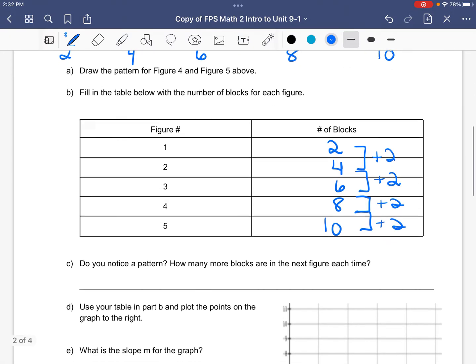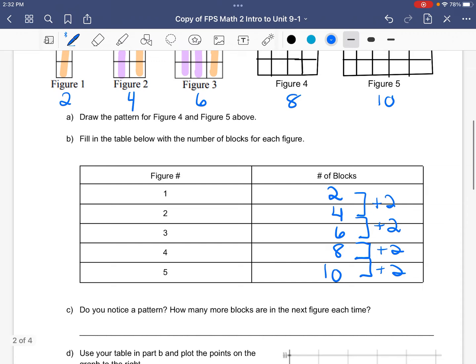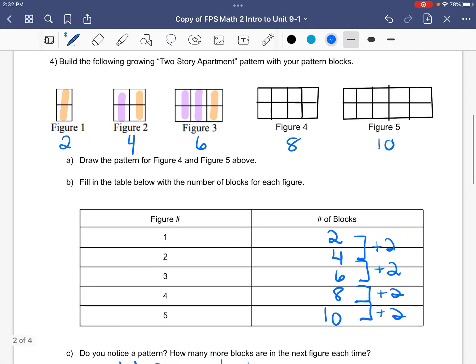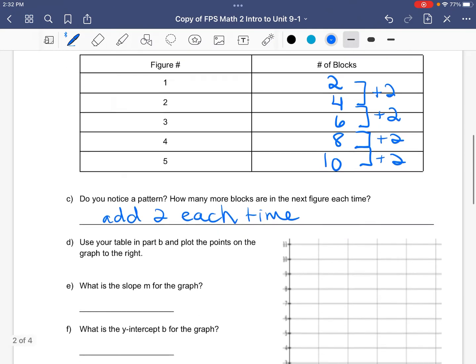How many more blocks are in the next figure each time? Well, maybe you kind of saw that as we were going through it, that really we were adding 2 each time, right? And sometimes it's more noticeable than others visually, but again, you can kind of see what's happening here. You're keeping your original figure and adding, keeping the original figure and adding. So that's kind of where that comes from.